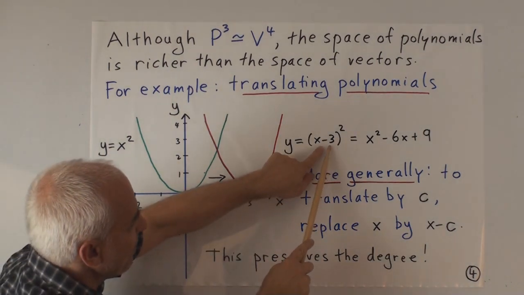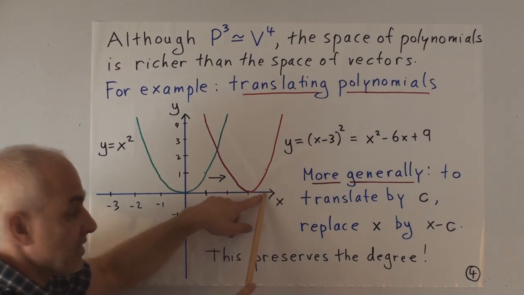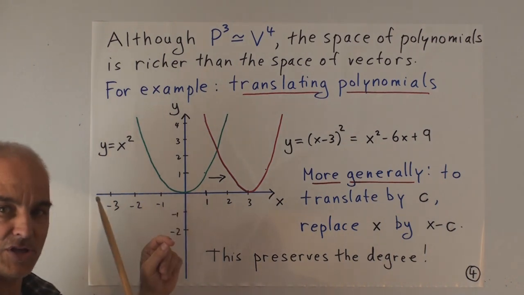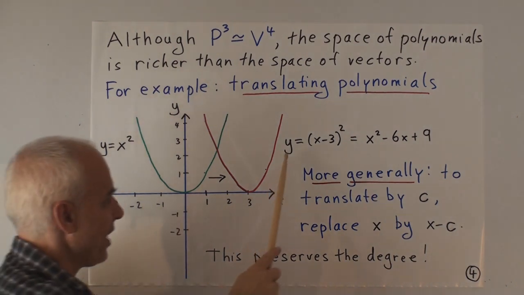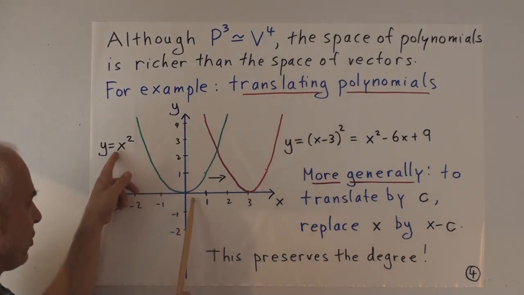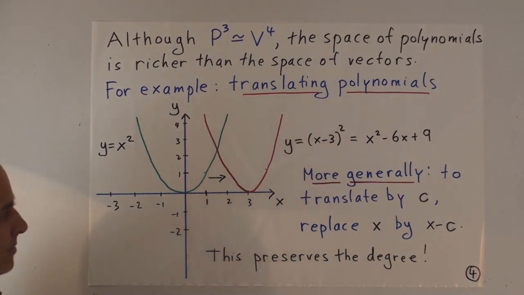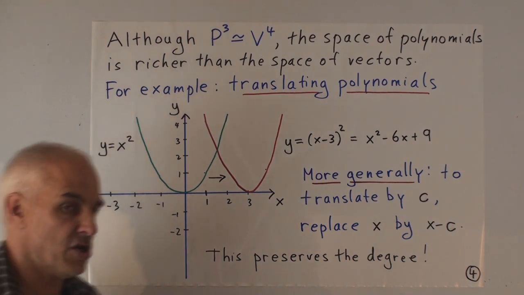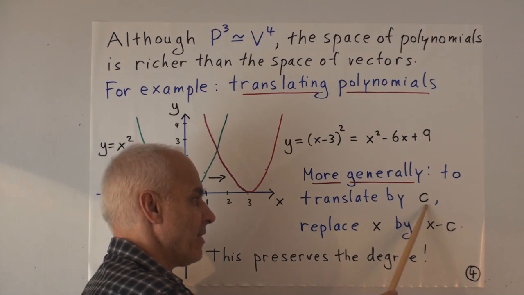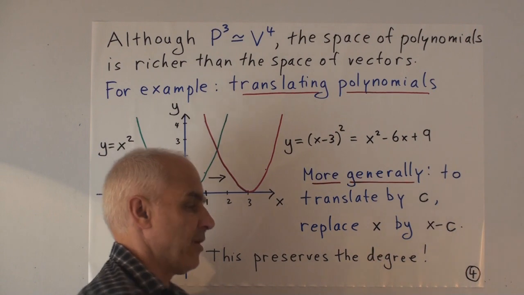And the reason is, for example, if you want to know what this polynomial does at a particular value, you have to take that value, subtract 3, and figure out what the original equation does to that number. That's what this is saying. So take x, subtract 3, figure out what this polynomial is doing, in this case just squaring it, and that's the value at x. Of course, we can translate by more than just 3. So more generally, to translate by c, replace x by x minus c.